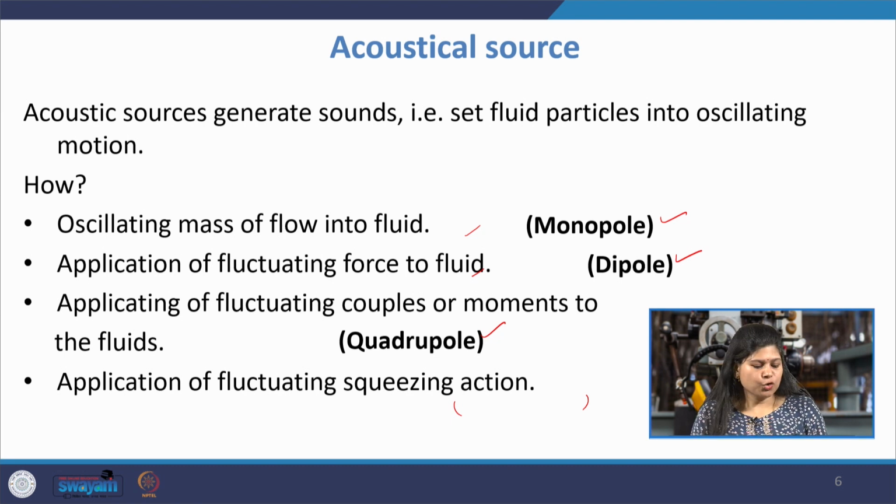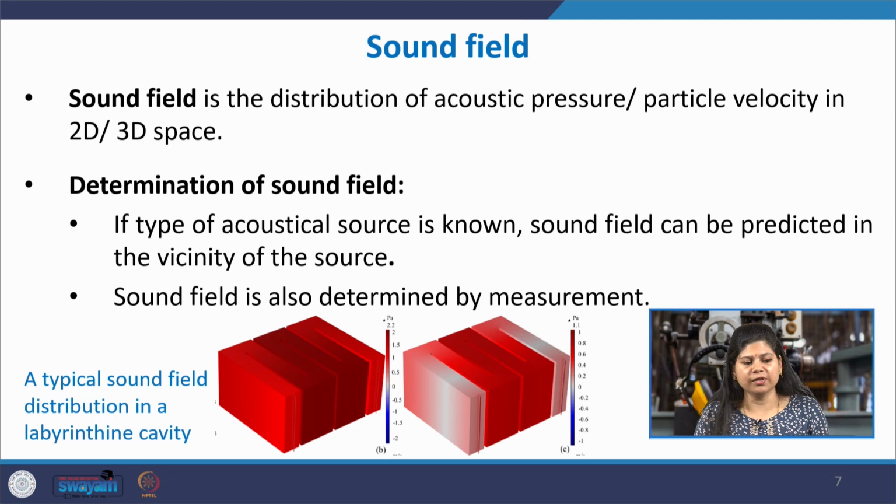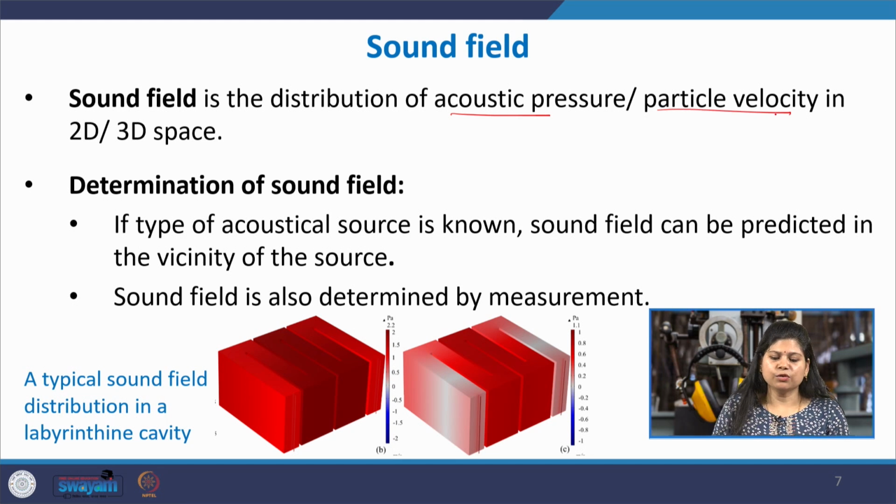Okay. So, before we start discussing the radiation due to these typical sources or mechanisms, one way to find out how the radiation is happening or to evaluate the quality of the radiation could be through the use of a sound field. What is a sound field? It is simply a 2D or a 3D graph that shows the distribution of an acoustic variable in space. So, it could either be the distribution of acoustic pressure or the particle velocity in the 2D or the 3D space. This is a typical sound field distribution in a labyrinthine cavity.